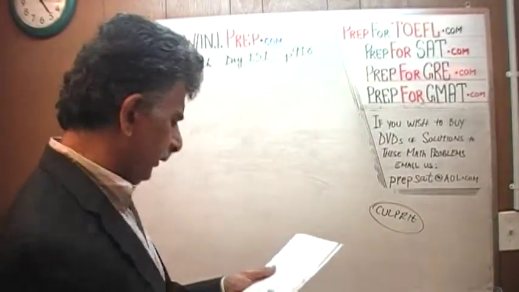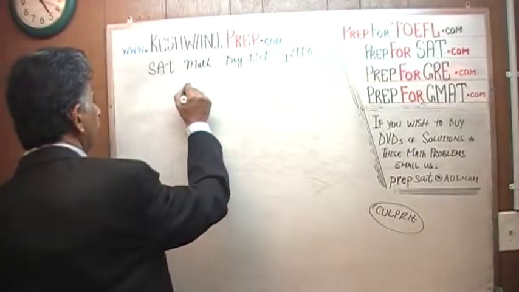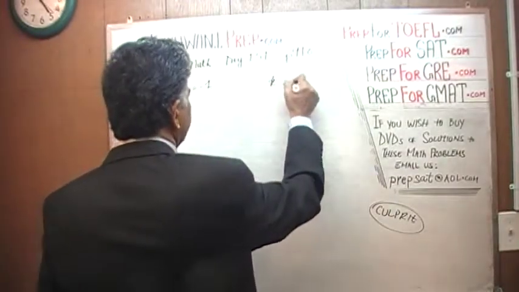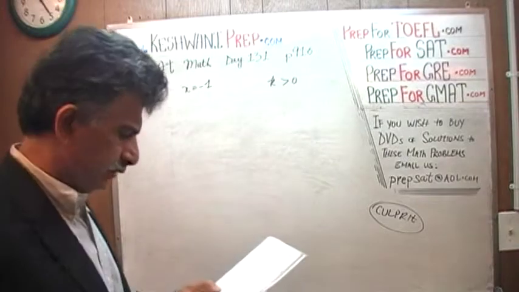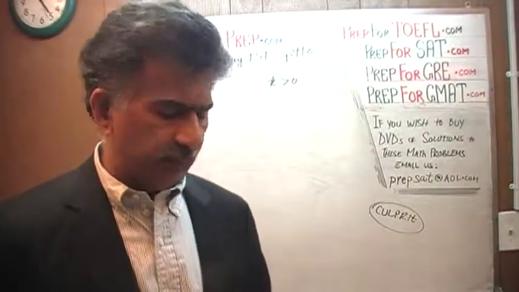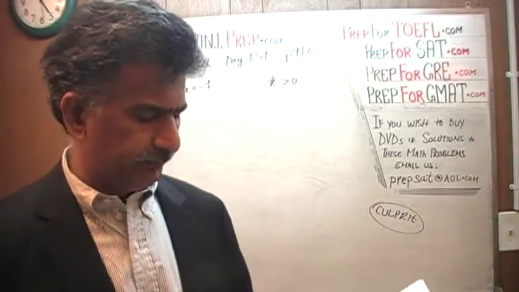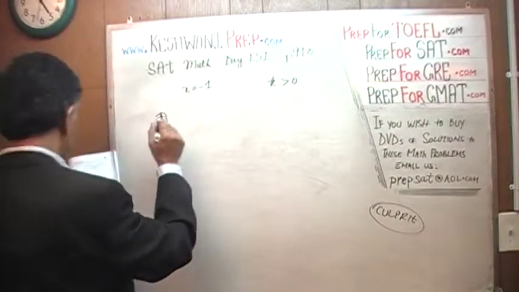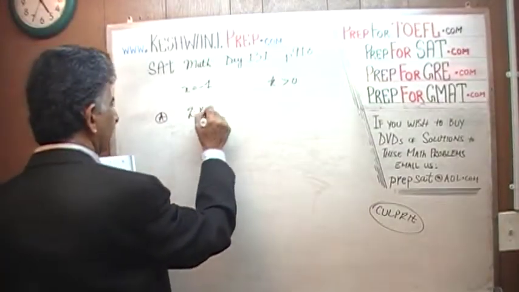Very last one. We are told that x is equal to -1, and we are also told that k is positive. The question simply is, which of the following has the greatest value among the 5 choices that we have? Let's take a look. A says 2 times k times x.